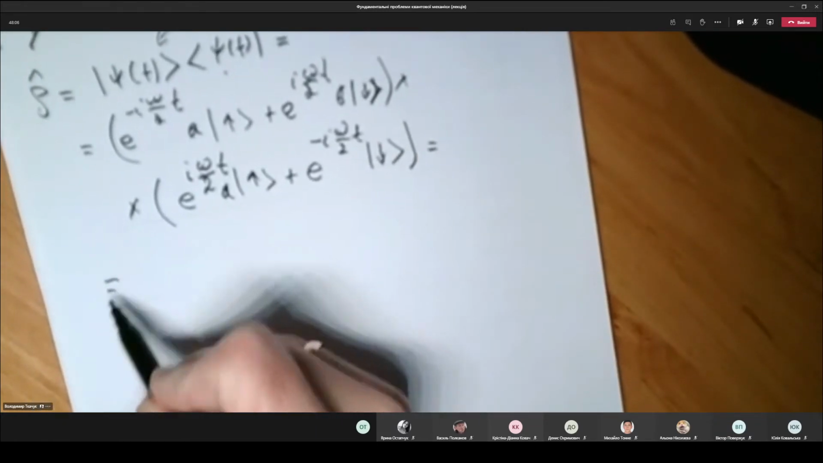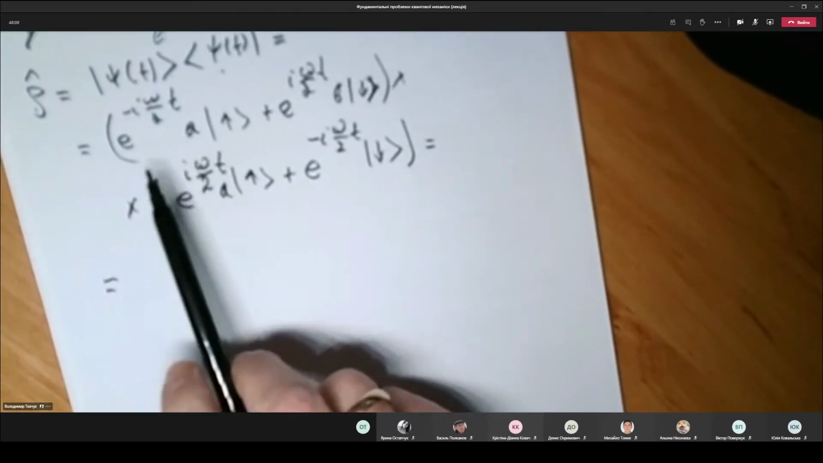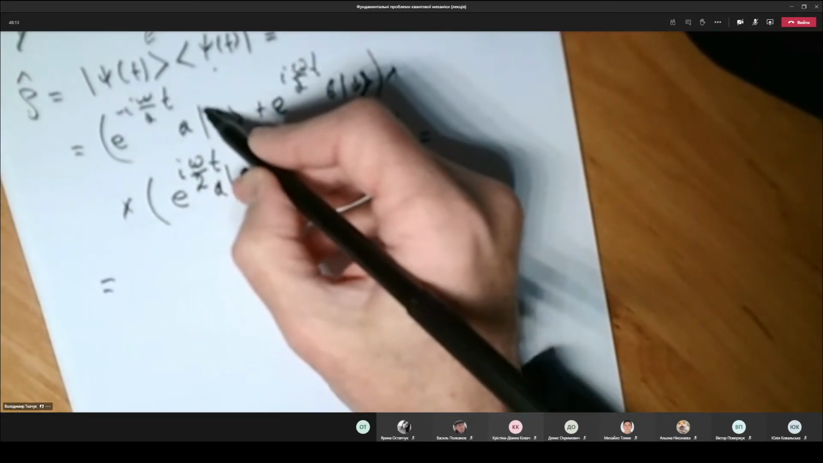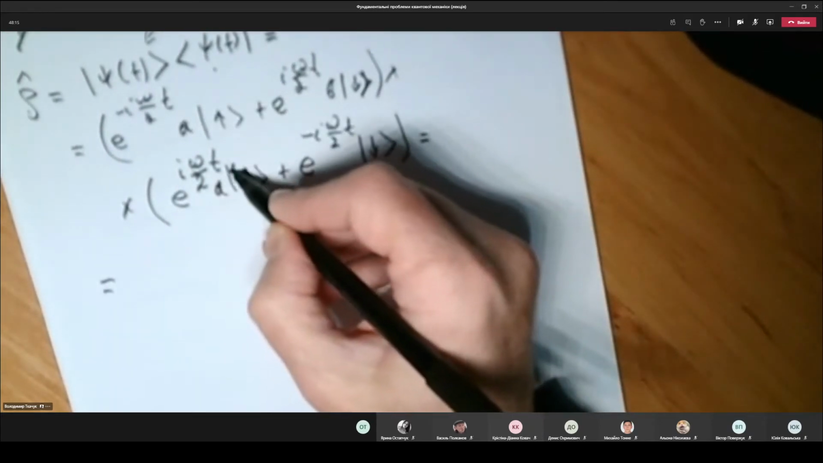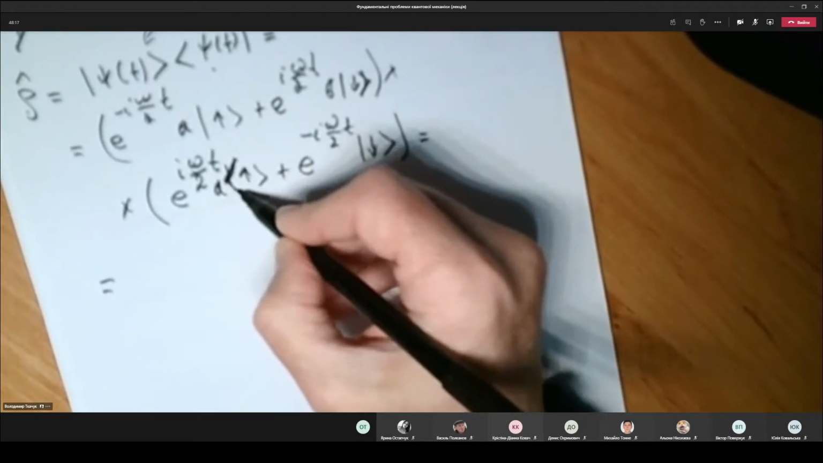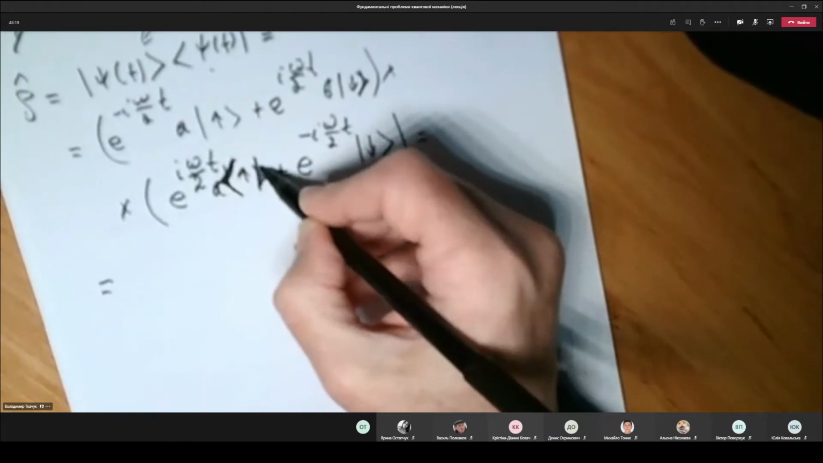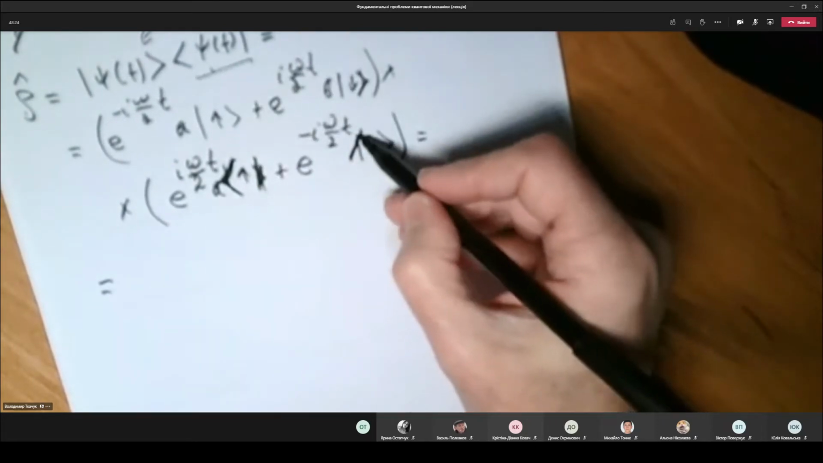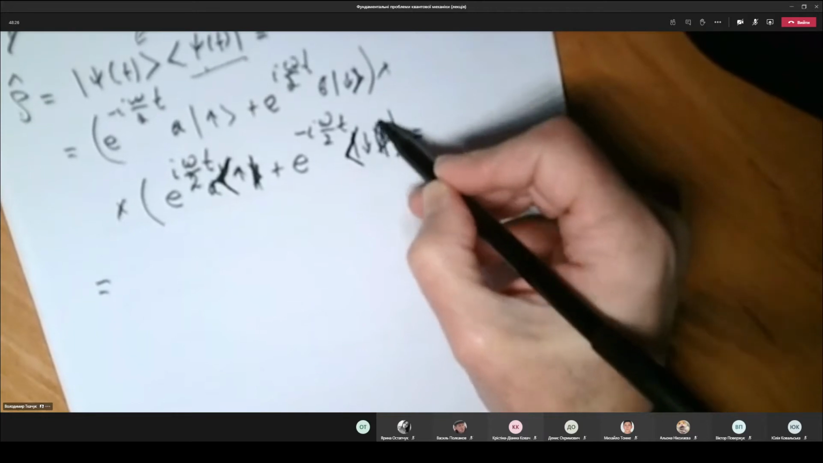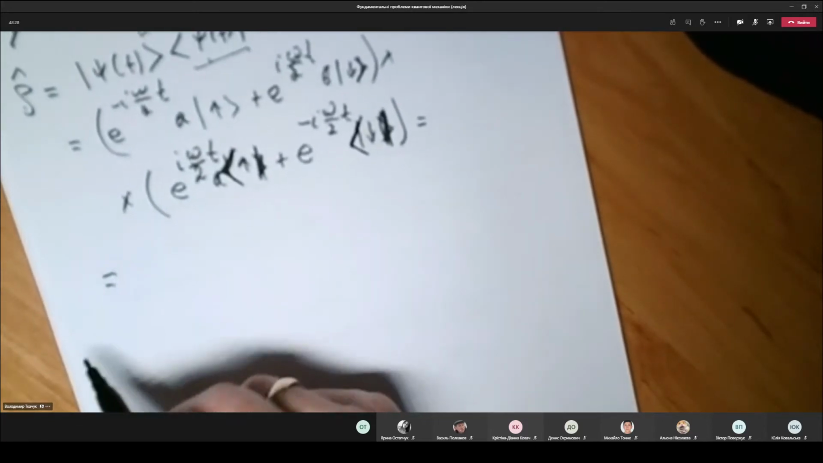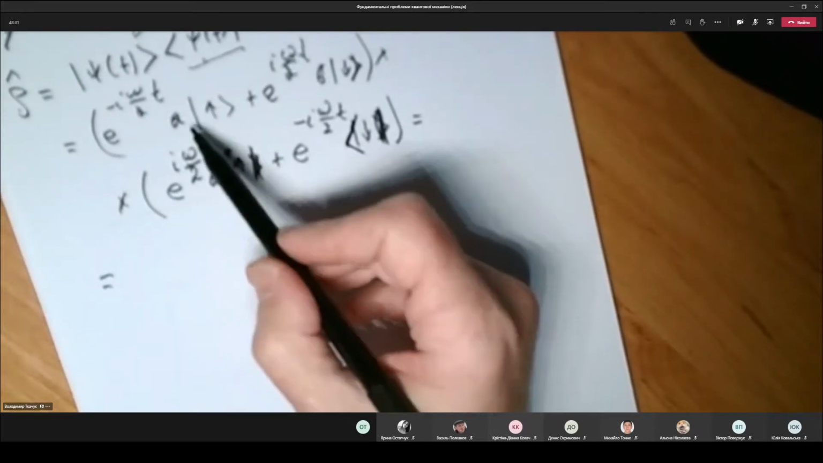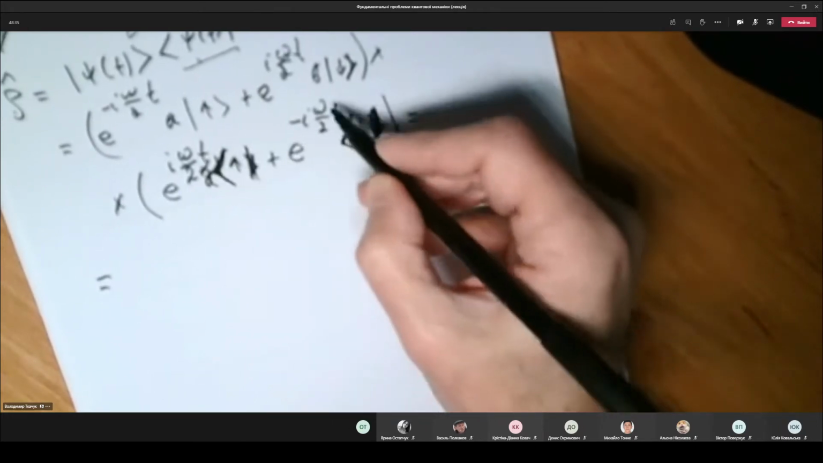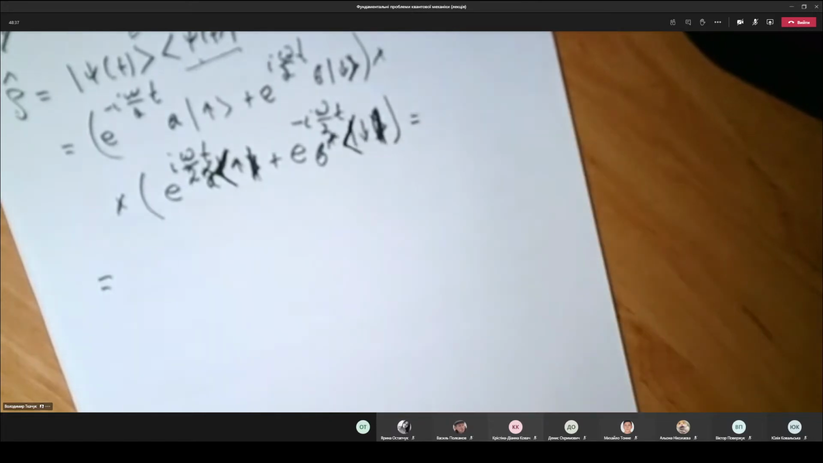So let us continue. Sorry, I forgot, it is a mistake here. This bracket must be written in the opposite direction, because here we have the bra vector. So the first term we obtain, and here conjugated, A conjugated, B conjugated.